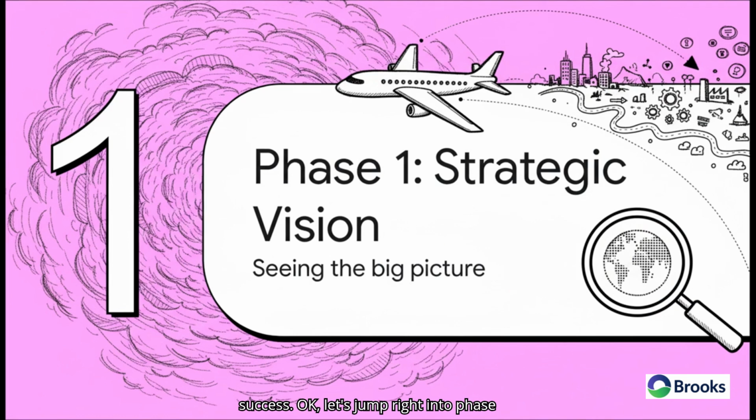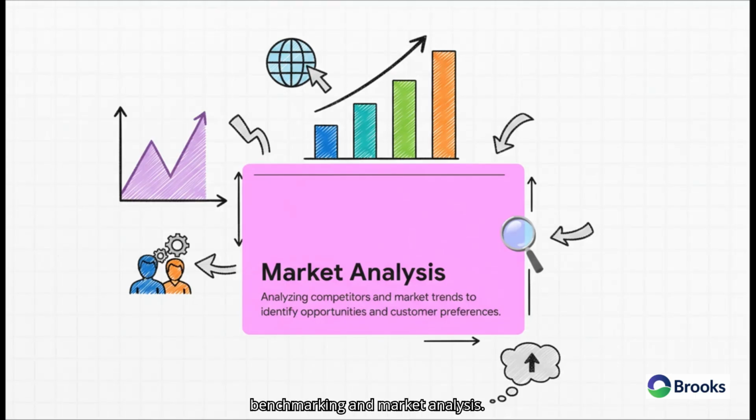Okay, let's jump right into Phase 1, strategic vision. Before you can change anything, you have to understand the world you're operating in. This phase is all about seeing the bigger picture, seeing the forest for the trees. First step, we've got benchmarking and market analysis. Honestly, you can think of this as doing a little bit of corporate espionage, but the legal kind.